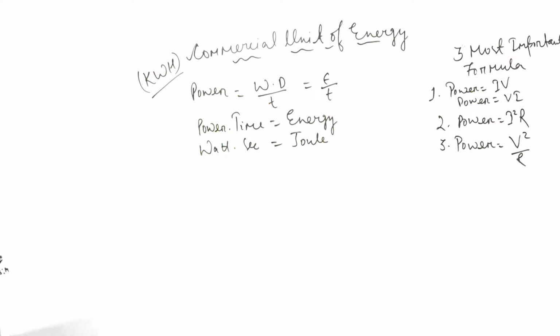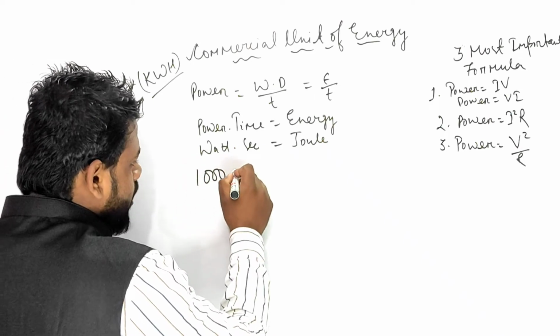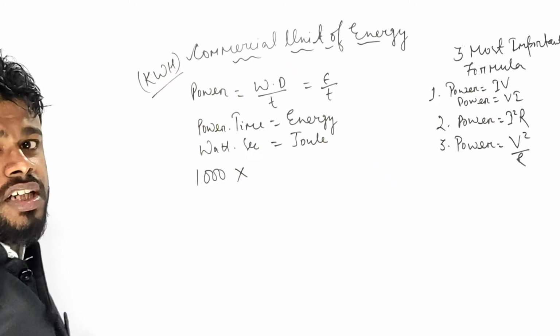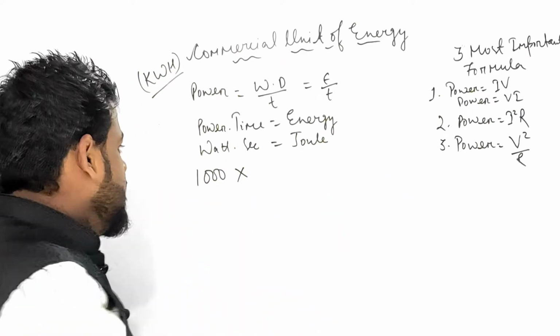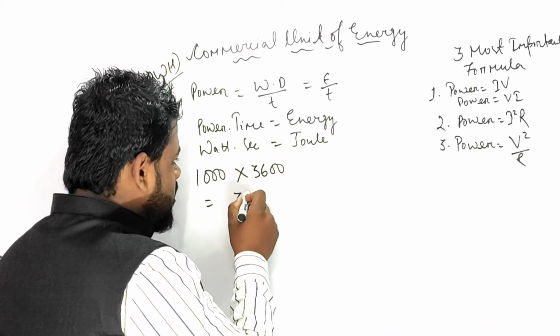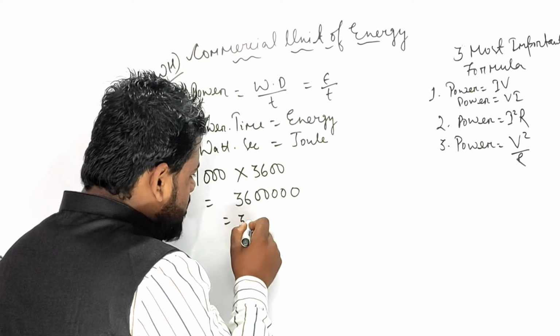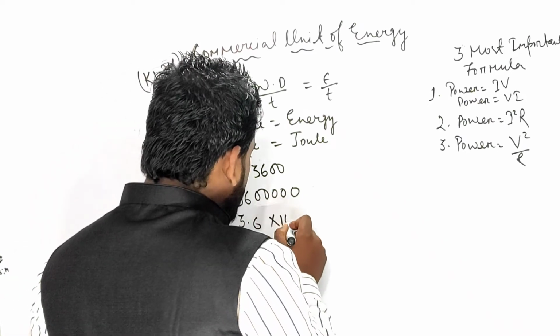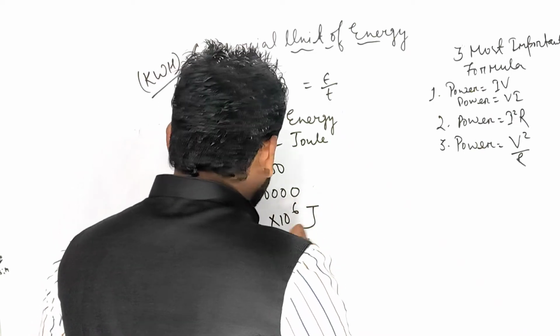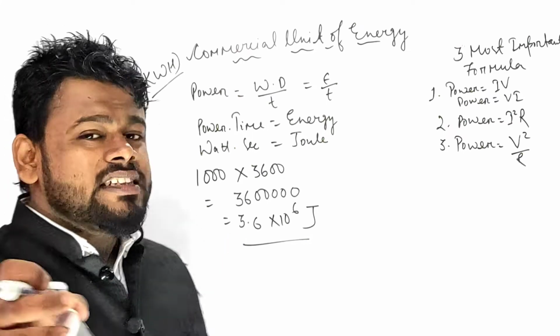Chalo. 1 kilowatt hour is given. So can I convert 1 kilowatt? How many watt? 1000 watt. Into hour is given, my dear most children. Can I convert the hour into second? Yes. 3600. Multiplying, we get 3.6 into 10 to the power 6 Joule. Did you understand? That means 1 kilowatt hour equals 3.6 into 10 to the power 6 Joule.